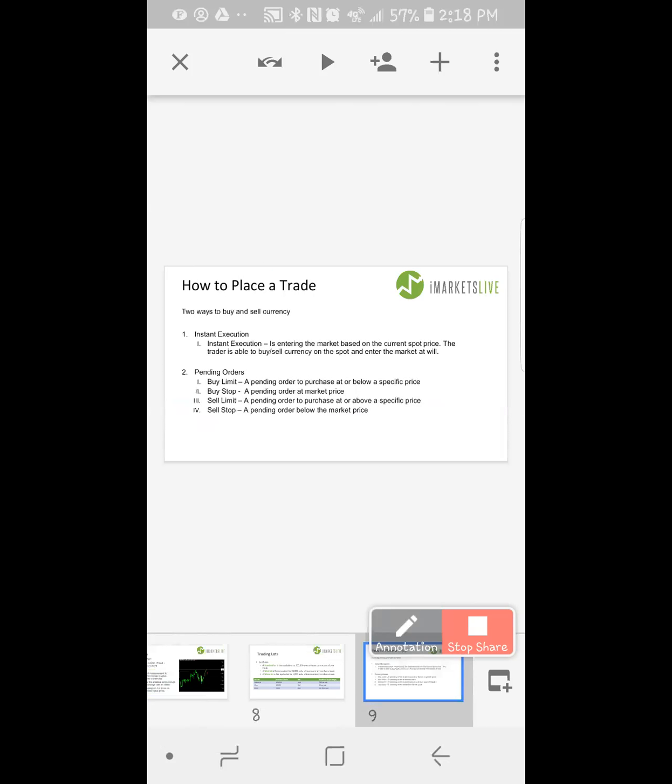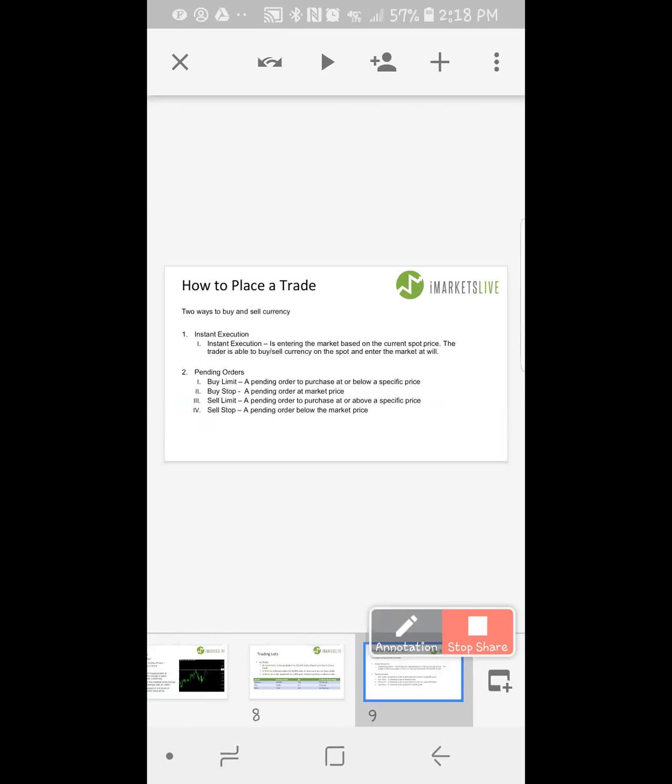The next one, how to place a trade. My 5-year-old is learning how to do this as well, okay? And I have an Apple and an Android, so I now know how to put these trades in on different devices, but it's very, very important.